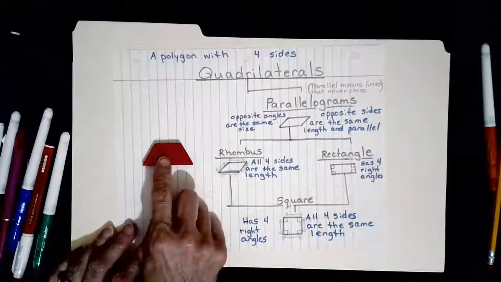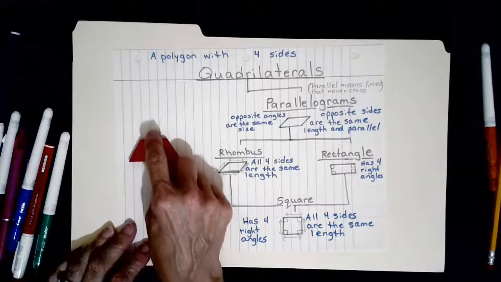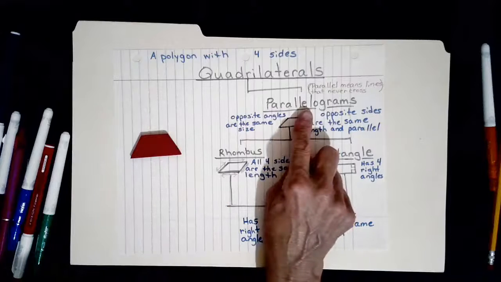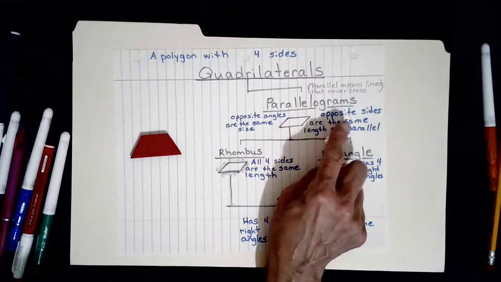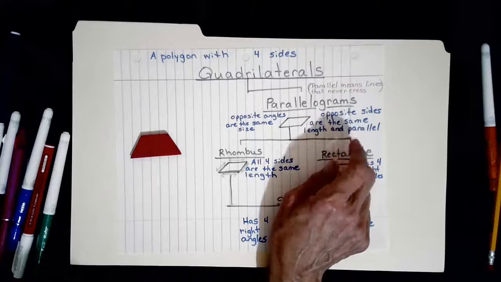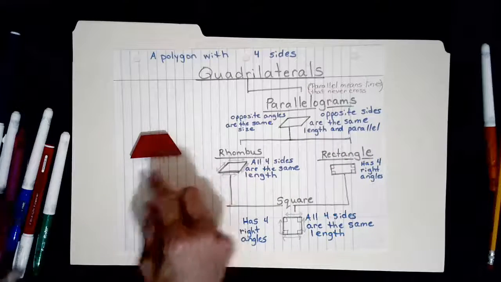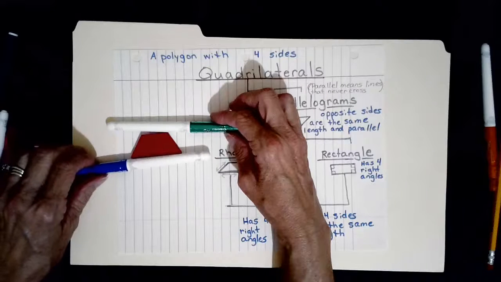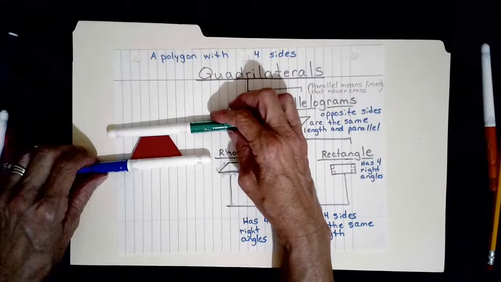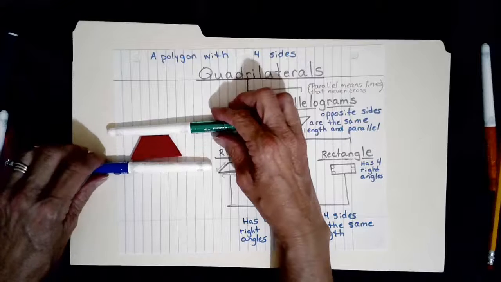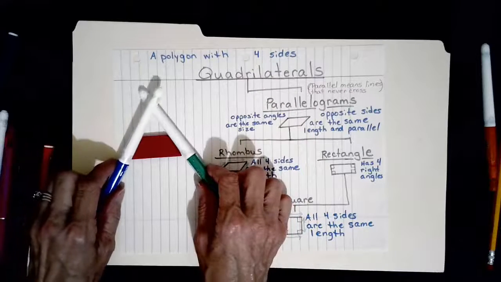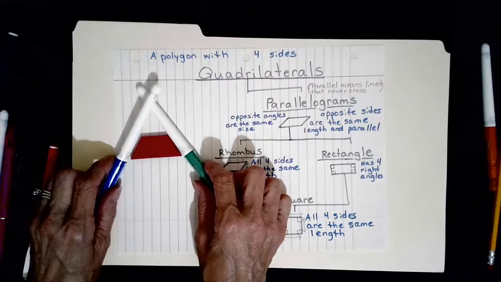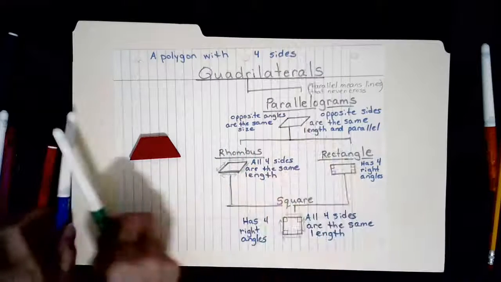But now there's another shape that's a quadrilateral that we haven't talked about, and that is this one, the trapezoid. Now, the trapezoid is a quadrilateral, but it is not a parallelogram, because a parallelogram has to have opposite sides of the same length and parallel. So when I look at a trapezoid, I can see the top and bottom line are parallel. They will never cross. But the sides, if we extended those lines, they would definitely be crossing. So it is not a parallelogram.